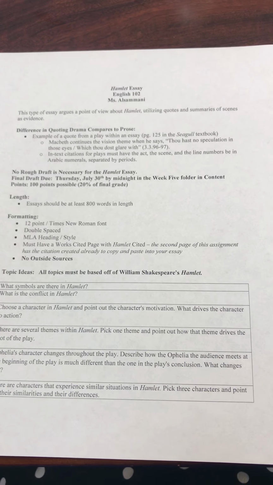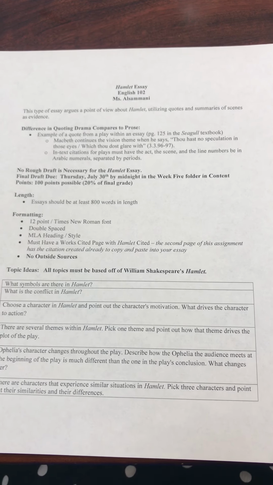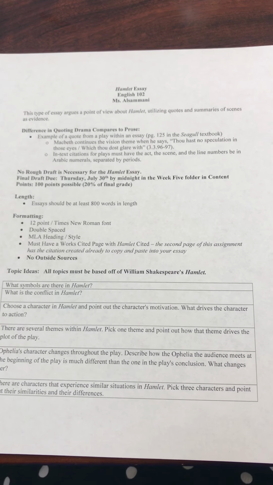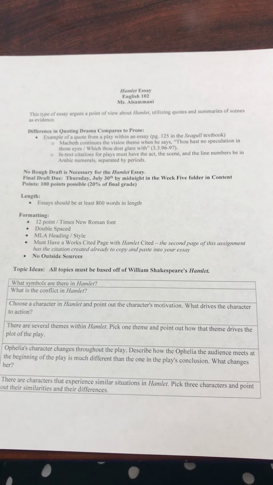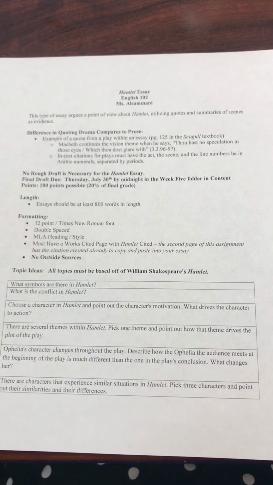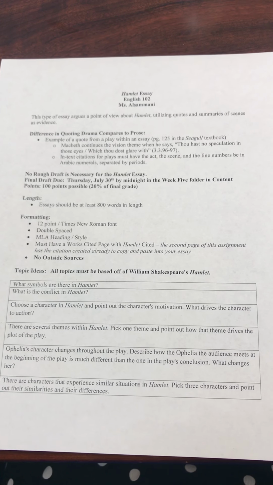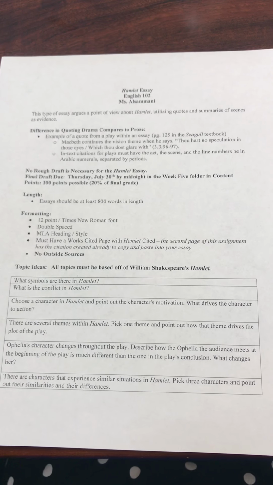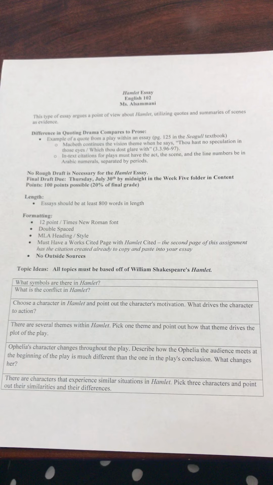There is a difference in quoting drama compared to other forms of literature. I've got an example on here from Macbeth. It's on page 125 in the Seagull textbook. Essentially you'll quote from the play. Notice that there's slashes between each line from the play, kind of like poetry. And then you'll have an act, scene, and line number. For this example, it's Act 3, Scene 3, lines 96 and 97. So use this as an example as you're quoting from Hamlet.